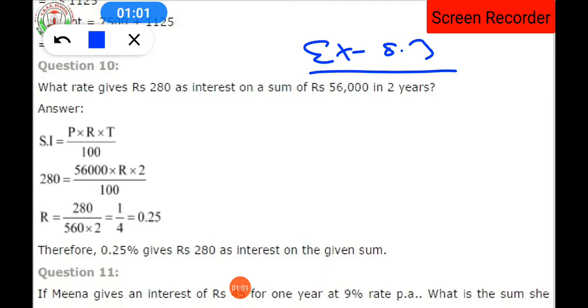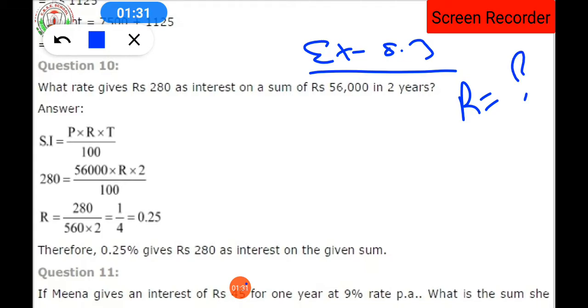So here we are going to see exercise 8.3, question number 10. What rate gives rupees 280 as interest on a sum of rupees 56,000 in 2 years? So dear student, in this it is asked about the rate. यहाँ पर आपको क्या पूछा गया है? Rate. Okay, so what is rate? Rate, that means R is asked. So let R be the rate we will consider.